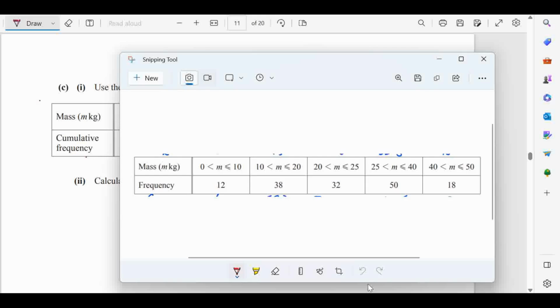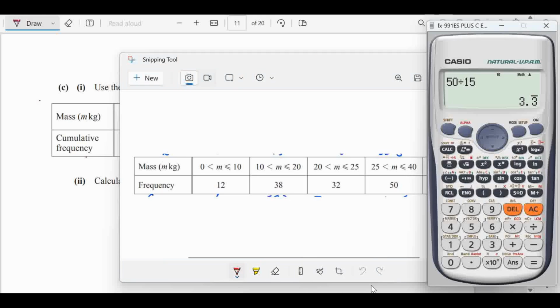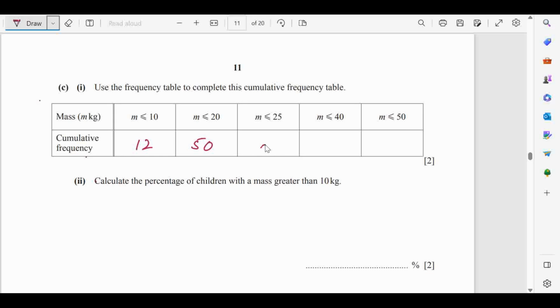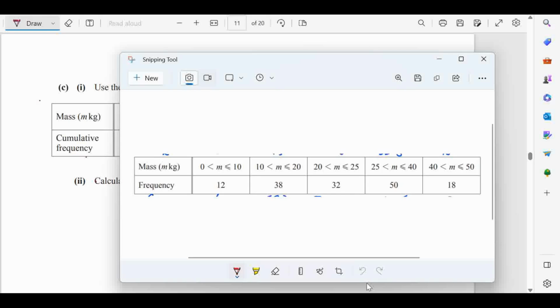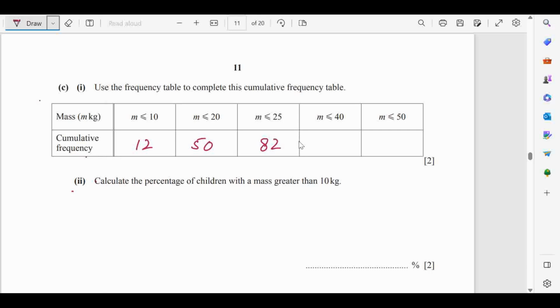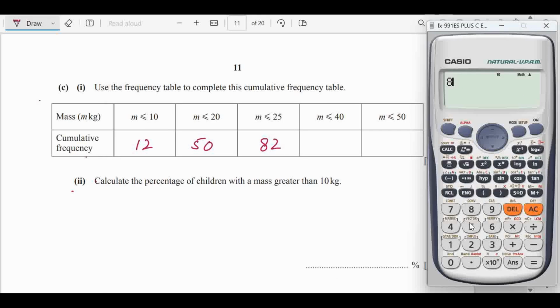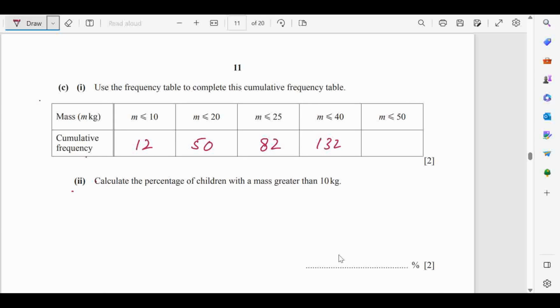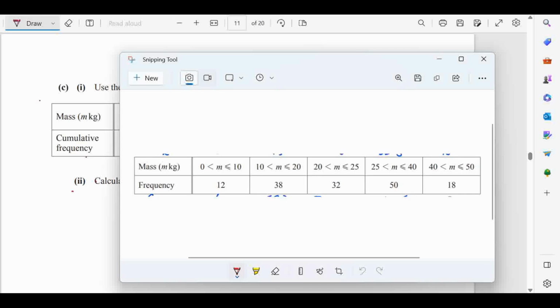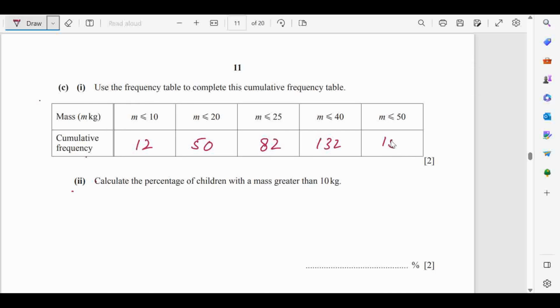Then for less than 25, we can see that 32 plus 50 is 82. Now for less than 40, we need to add 50 more. So 82 plus 50 will be equal to 132. And then for the last one, this was 18, so this will be 150.